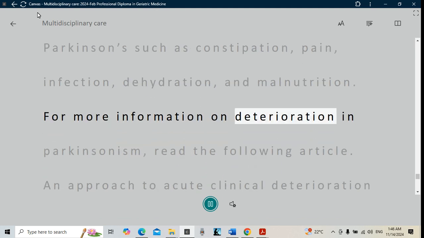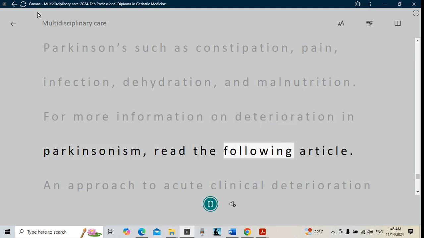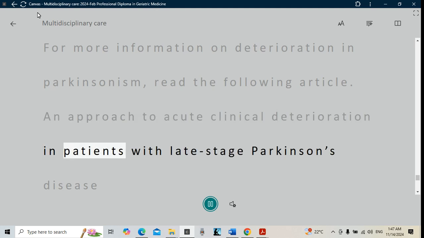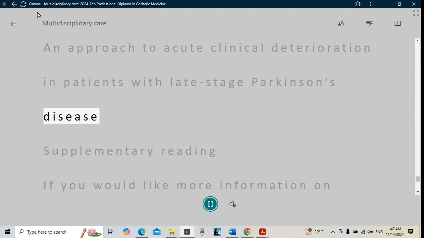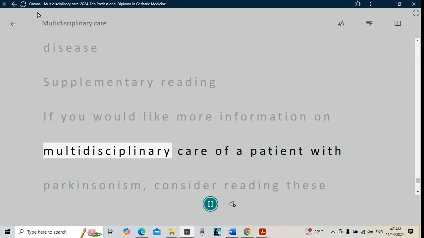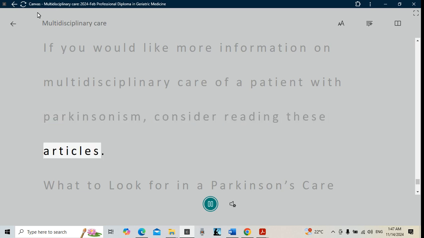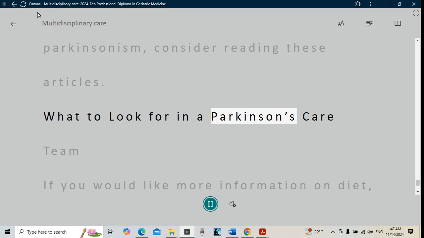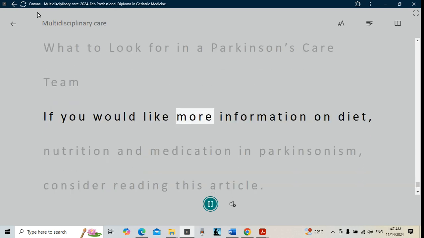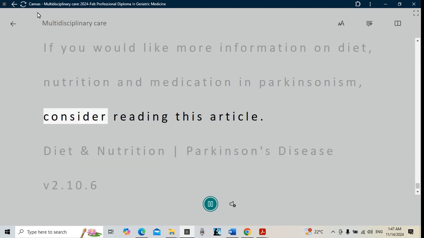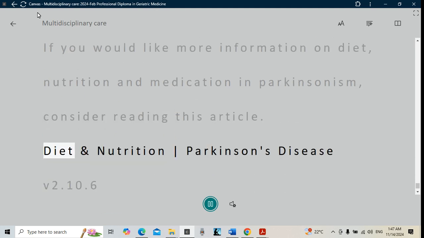For more information on deterioration in Parkinsonism, read the following article: An approach to acute clinical deterioration in patients with late-stage Parkinson's disease. Supplementary reading. If you would like more information on multidisciplinary care of a patient with Parkinsonism, consider reading these articles: What to look for in a Parkinson's care team. If you would like more information on diet, nutrition, and medication in Parkinsonism, consider reading this article: Diet and Nutrition, Parkinson's Disease.